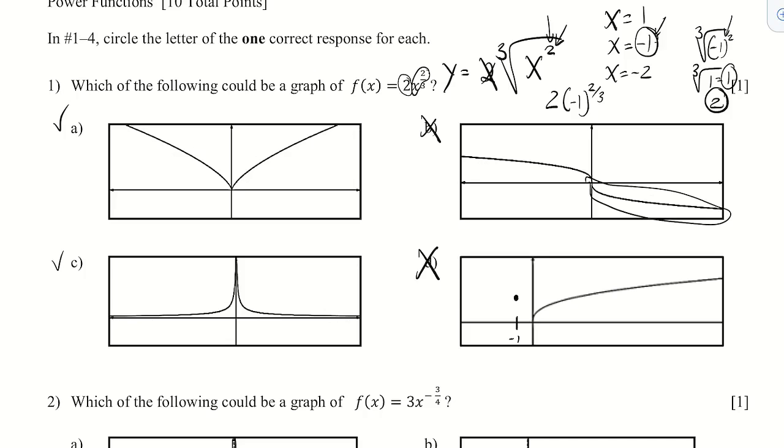The thing about C is that it looks like it has a vertical asymptote right smack in the middle, which means this graph has some type of fraction. But the only fraction here is the power. If this was 2 over x, then we would have an asymptote at x is equal to 0. But since we don't have that, we actually have a value at x is equal to 0. That'd be 2 times 0 to the 2/3, and 0 to the 2/3 is just 0. 0 times 2 gives me 0. So my answer is going to be A.